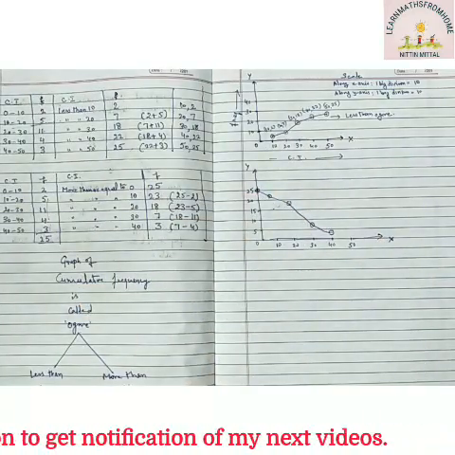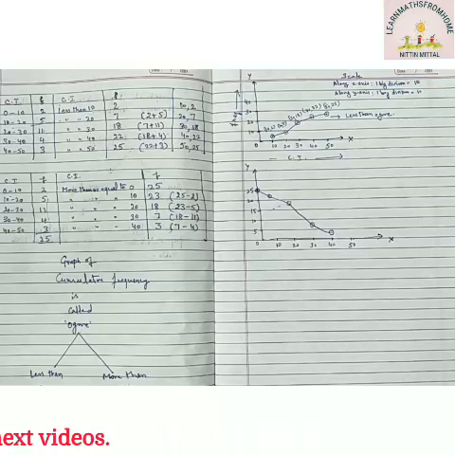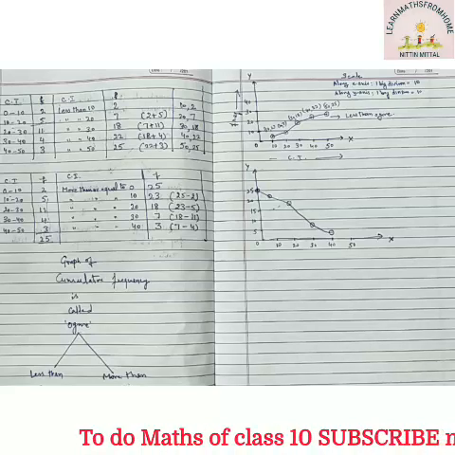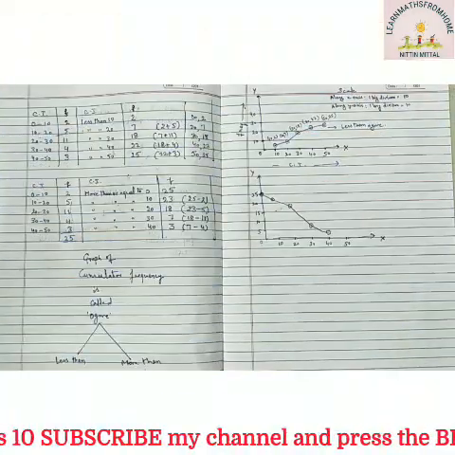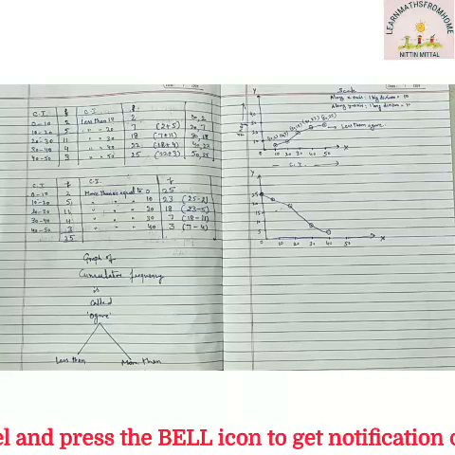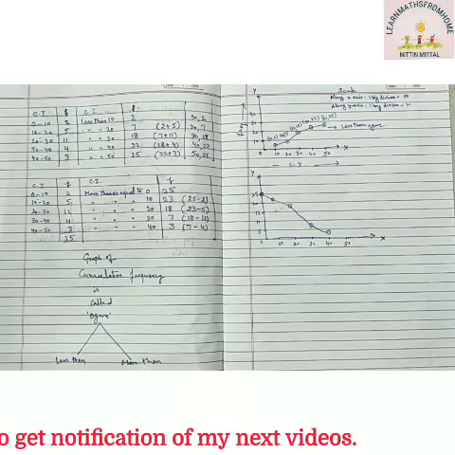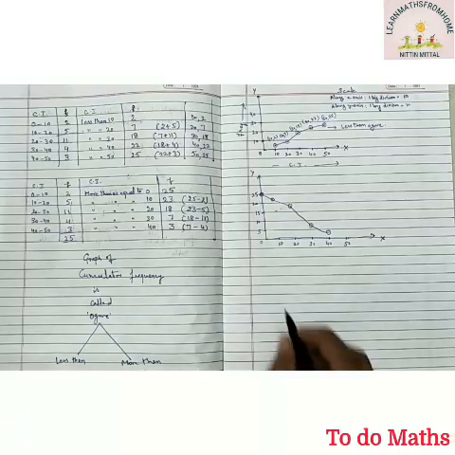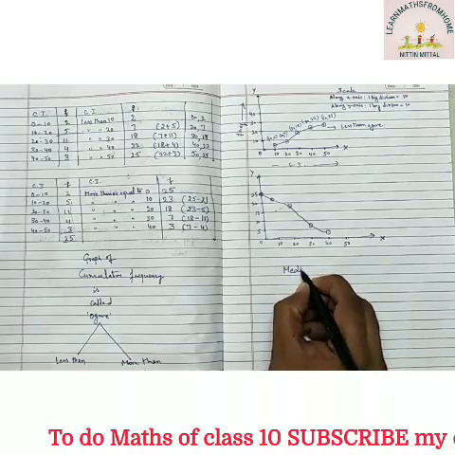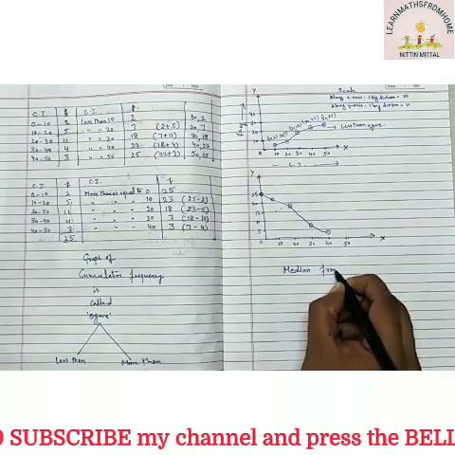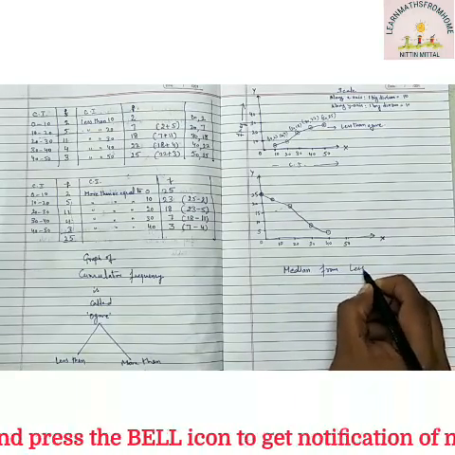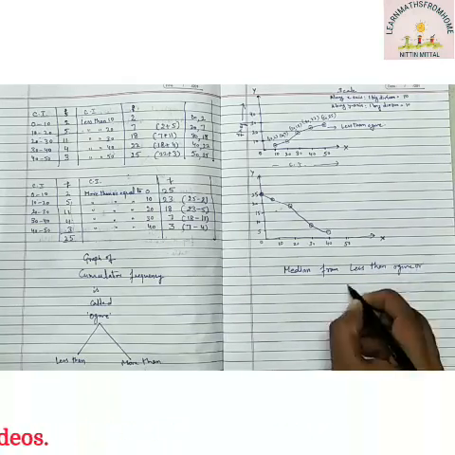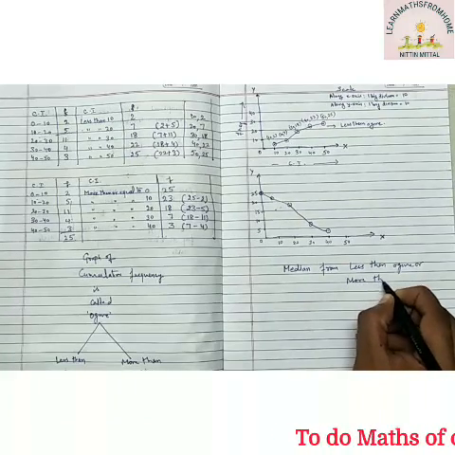Now next is what do you do with this ogive? How can this ogive be helpful? So we can use the ogive, this graph, for calculating median graphically. Now how to calculate median graphically? So we'll be calculating median from less than ogive or more than ogive.